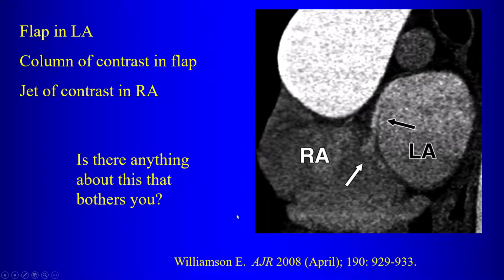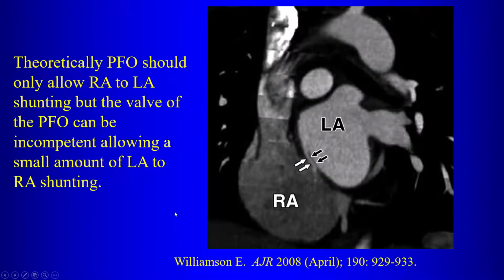Now, is there anything about this that might bother you? Well, we just said that theoretically a patent foramen ovale should allow flow from the right atrium to the left atrium. It's a flap-like mechanism, but it should close and not allow flow from the left to the right side. Although it's because of that flow from the left to the right side that we're able to identify it here on CT.